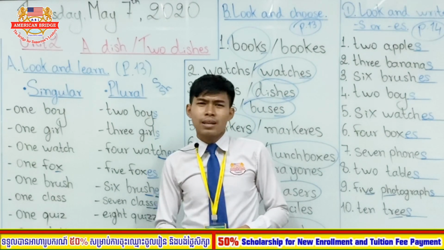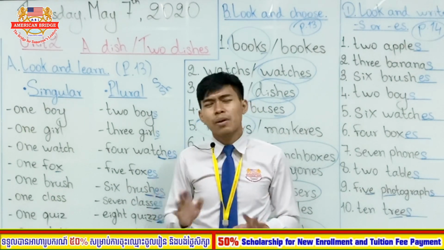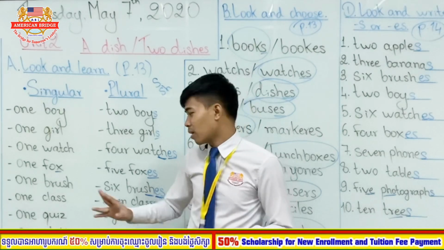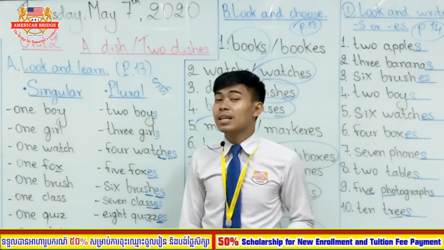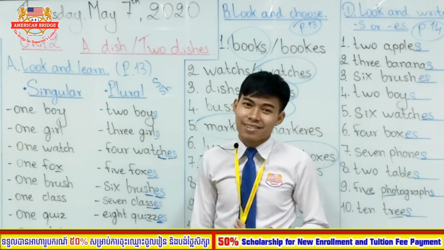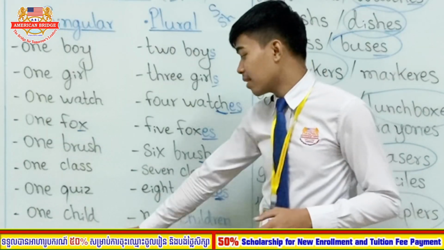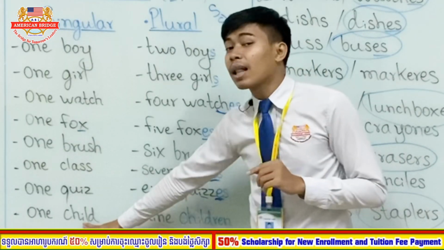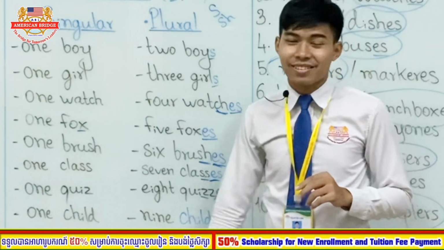But I think there are not many nouns that end with letter Z. There are very few, right? So you don't need to worry about it. But when you see it, you have to add ES, right? And also there are a lot of irregular nouns, but here I show only one. So child: 1 child, 2 children, or 9 children, right?